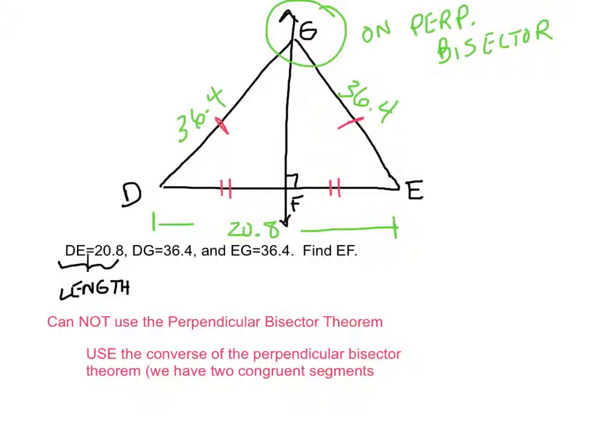Therefore, we are looking for EF. You see EF here, but you have another segment right to the left of it that is congruent, and they add up to 20.8. So what we can do is take 20.8 and divide it by 2, which you'll see is 10.4. And therefore you see that EF is equal to 10.4, and now we are done. And we did this all by using the converse of the perpendicular bisector theorem.